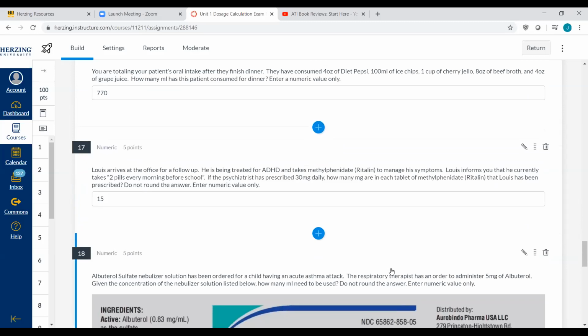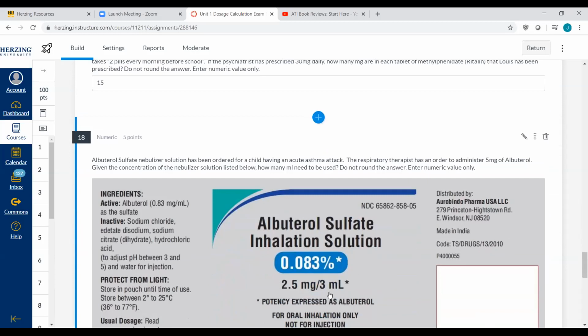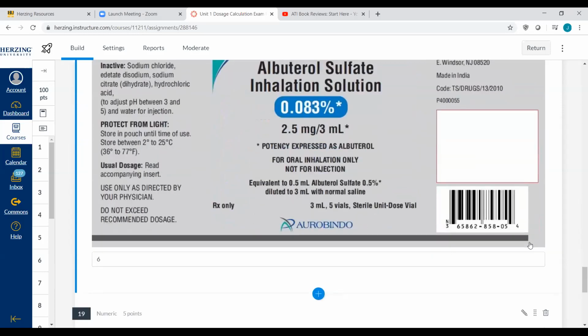Here's another one of these label questions. Try to do this one real quick. $60. 6. Is that what everyone else has? I have 6. Yeah, 6.